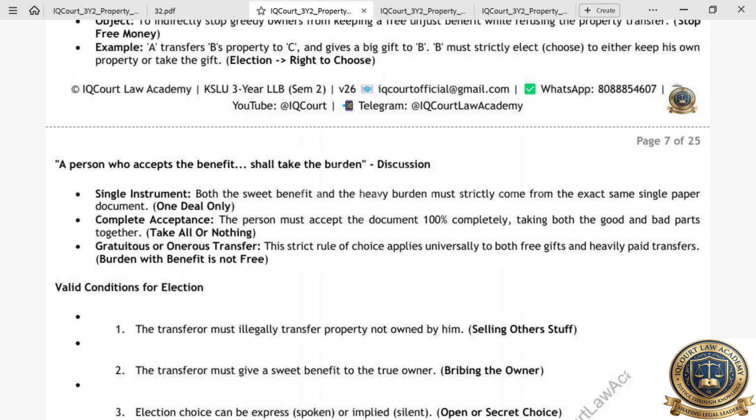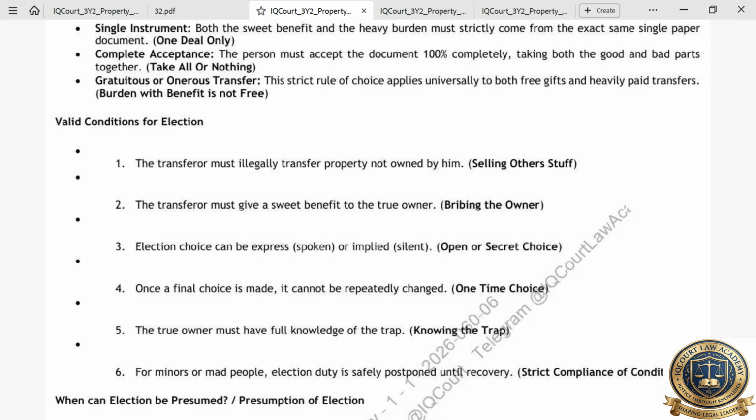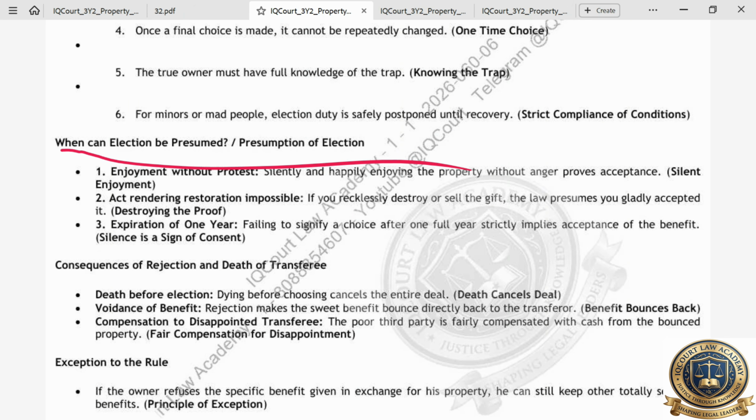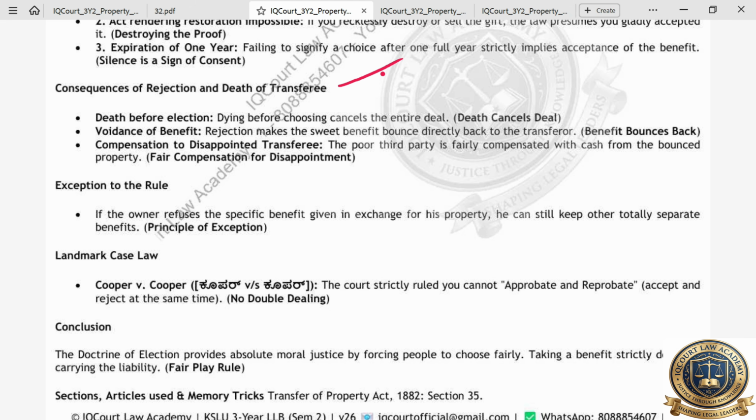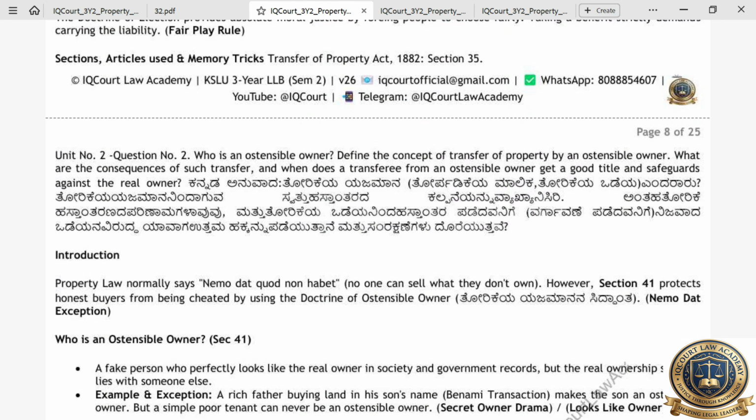Discuss. You have to explain the valid conditions of election. Also, when can the election be presumed? Presumption of election, consequences of rejection and death of the transferee, exception to the rules. All these things you have to write. Then we'll go to unit 2, question number 2.